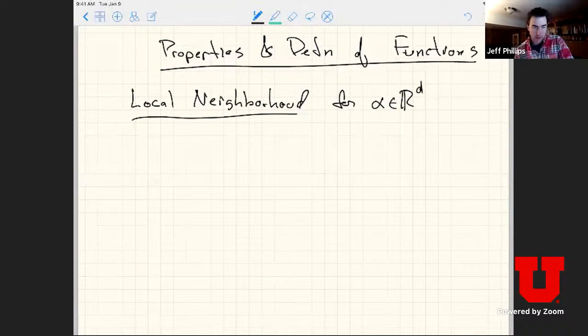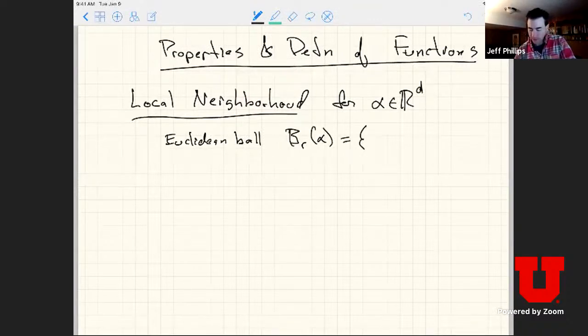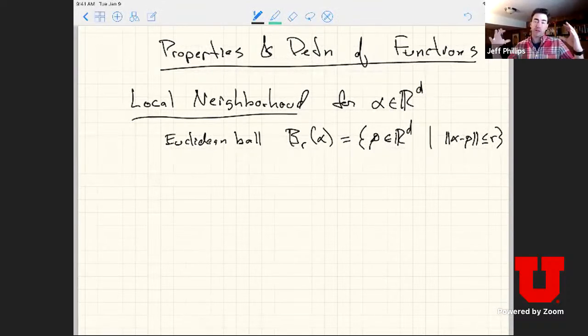We're going to define it with a Euclidean ball. So we're going to say a ball of radius r around alpha in Rd is going to be the set, curly brackets mean it's a set, of all points P in Rd such that the Euclidean distance between alpha and P is less than or equal to r. In this case, it's a closed ball, so it includes equal to r.